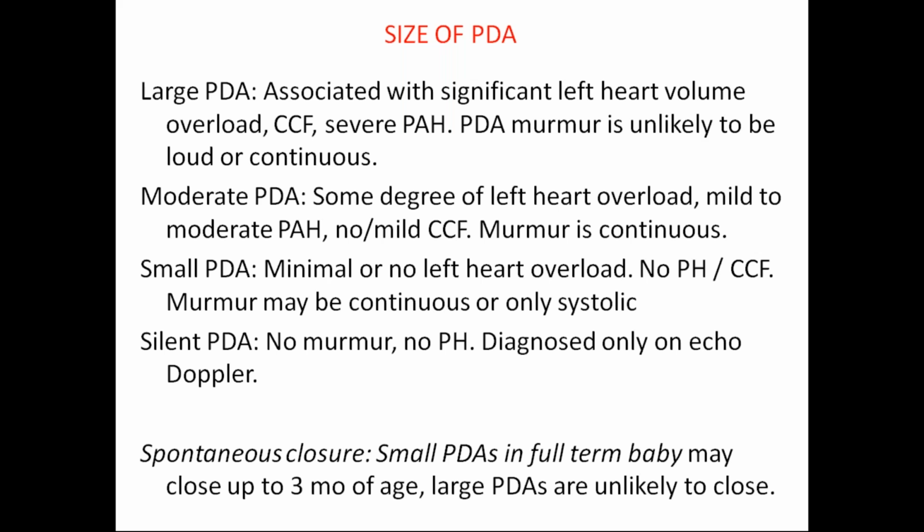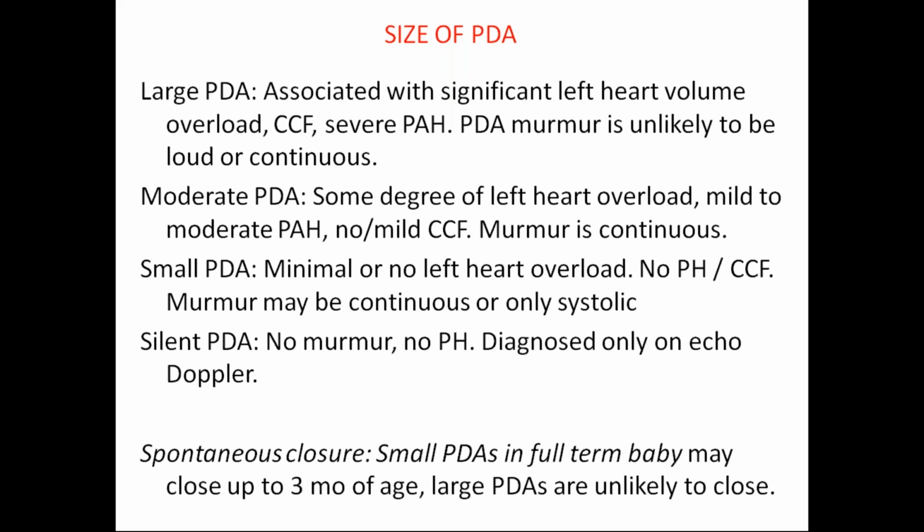Okay, in case of small PDA, small overload and no pulmonary hypertension, the murmur will be continuous or can be only systolic, like in case of large PDA. And there is something called silent PDA. There is no murmur, there is no pulmonary hypertension, and it is diagnosed only on Doppler. A normal 2D echo will not find it. Okay, that is your silent PDA. These are the types: silent PDA, small PDA, moderate PDA, and large PDA.